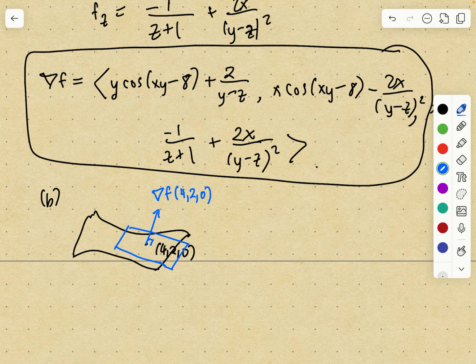And then the idea is, well, how do you find the equation of this plane? If you know a normal vector and a point on the plane, you can find the equation of the plane. So what we need to do is find the gradient at 4, 2, 0. We need to find what this vector is. And then that's going to be a normal vector to the surface. Well, that's where part A comes in, right? Because part A was to find the gradient.